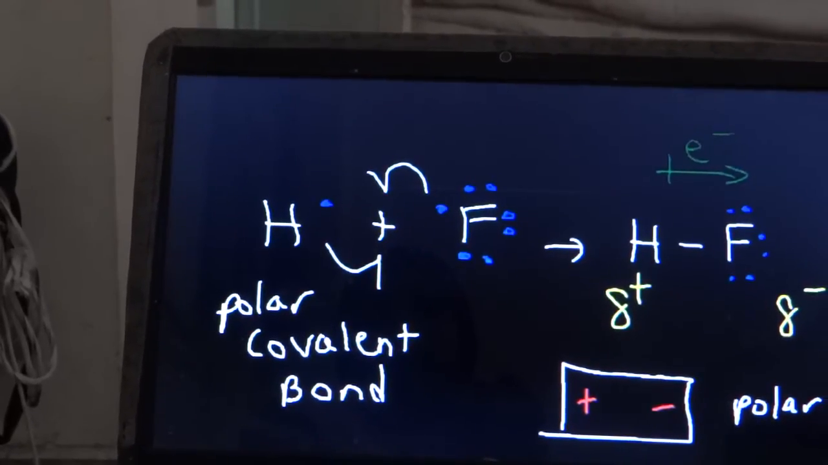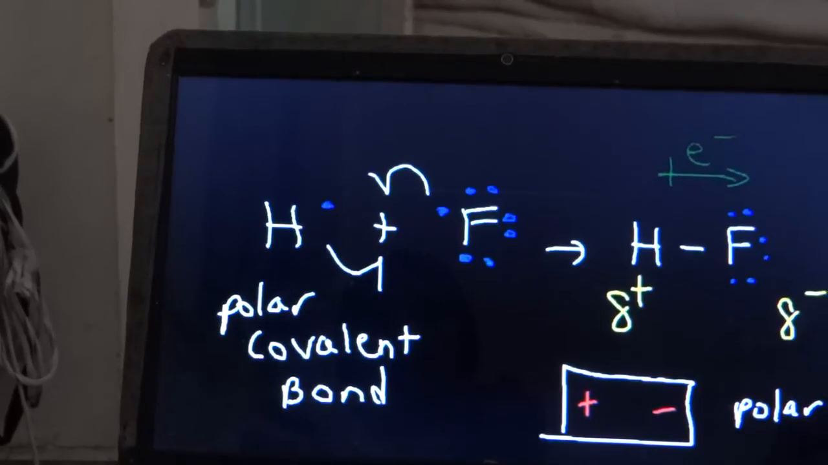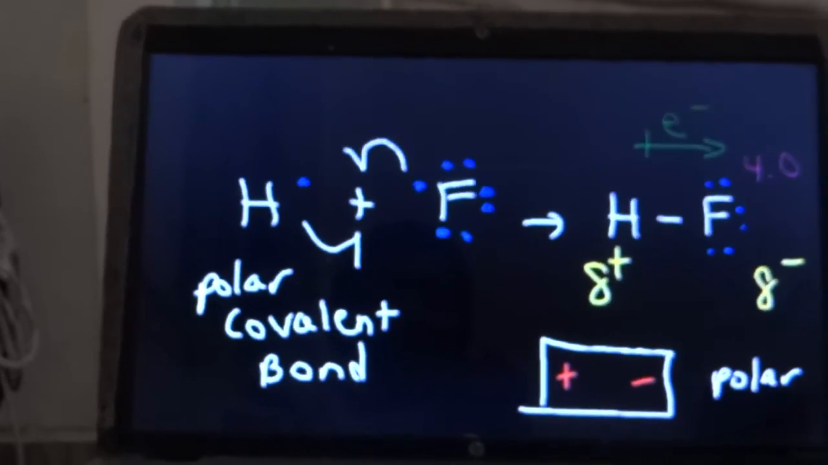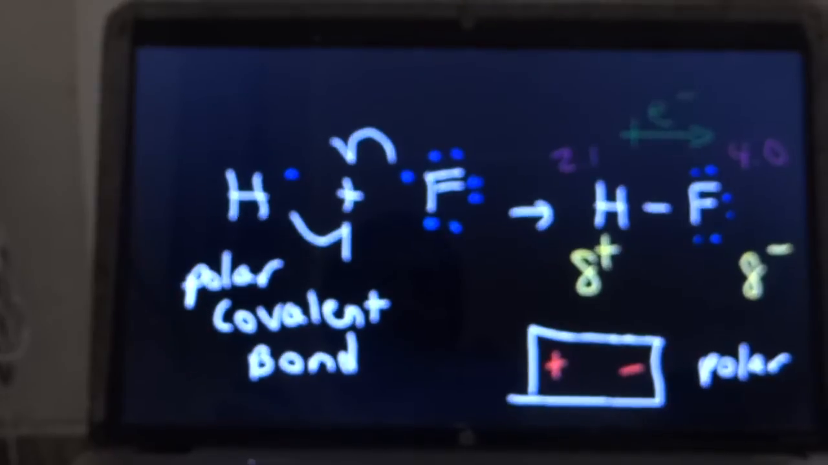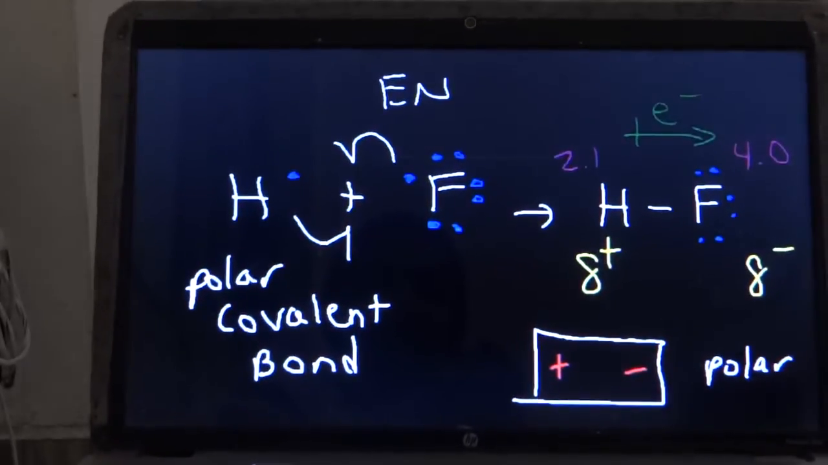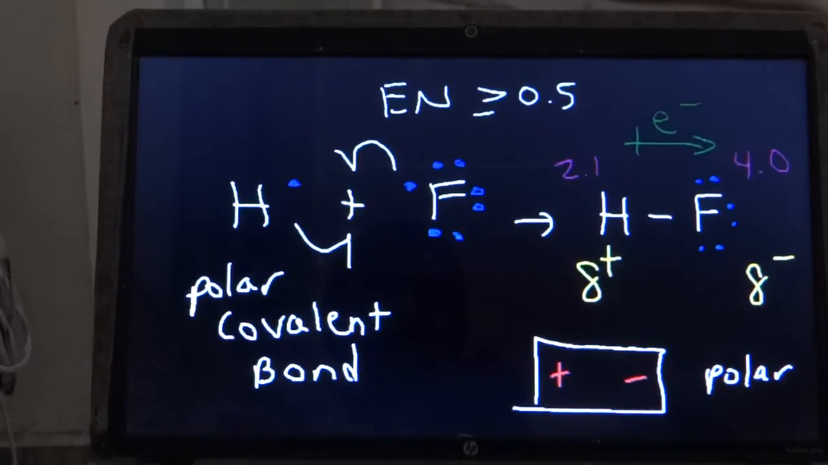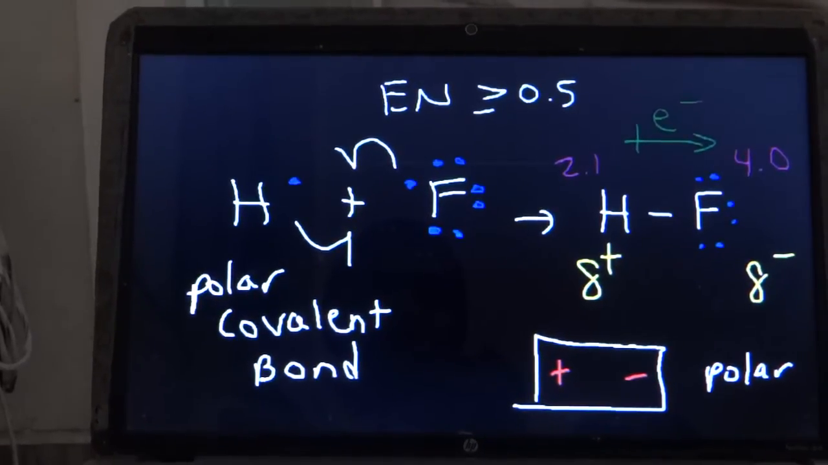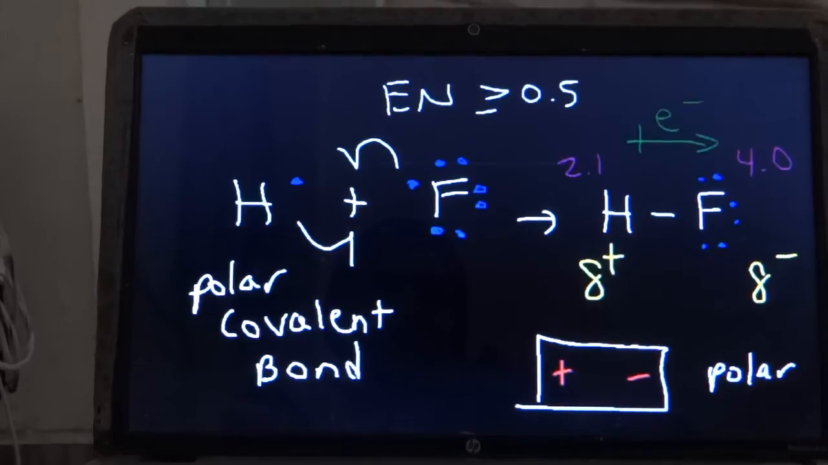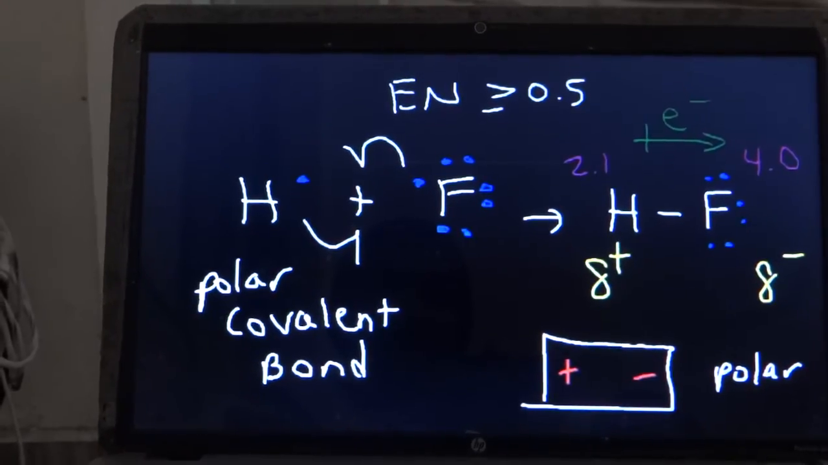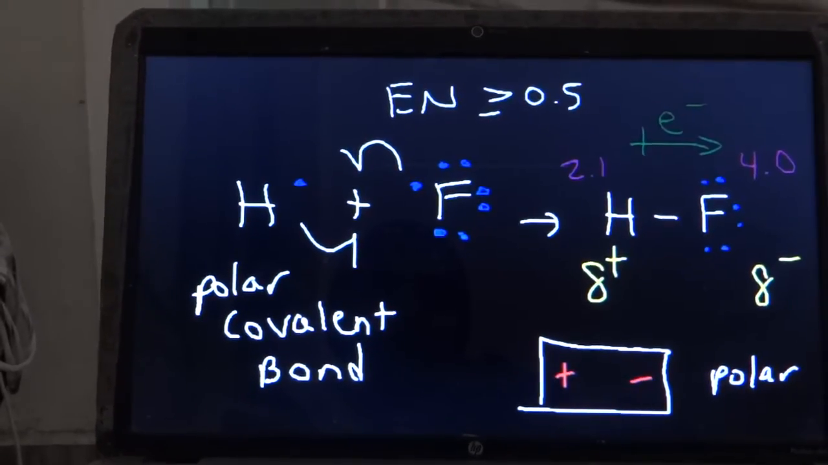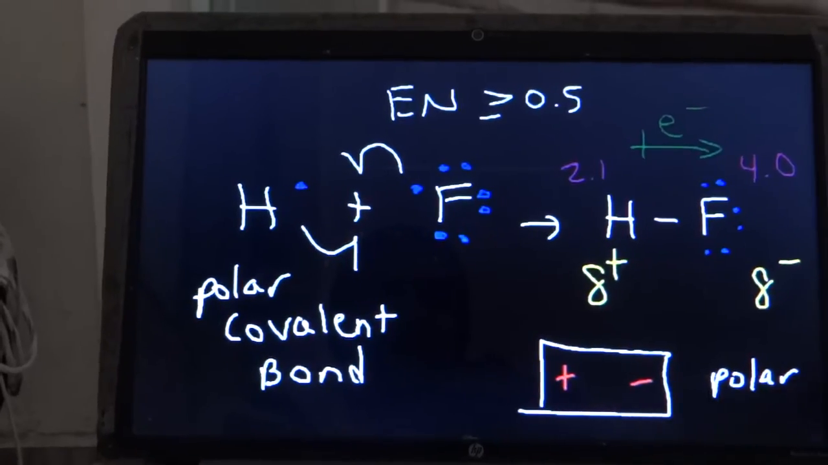The electronegativity of fluorine, if you look it up in the table, most textbooks would say 4.0, and for hydrogen, 2.1. Whenever the electronegativity difference is equal to or greater than 0.5, the bond is considered to be polar. If it's less than 0.5, it's usually nonpolar. So whenever you have separation of charge within a molecule, you have a polarized molecule.